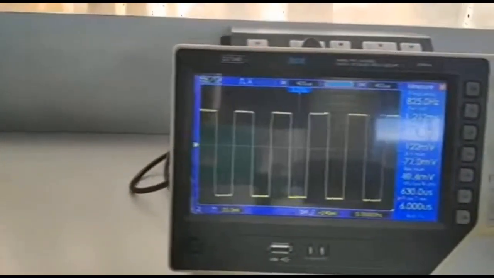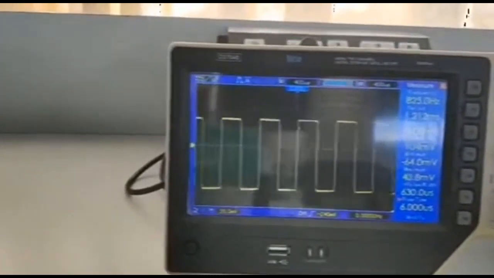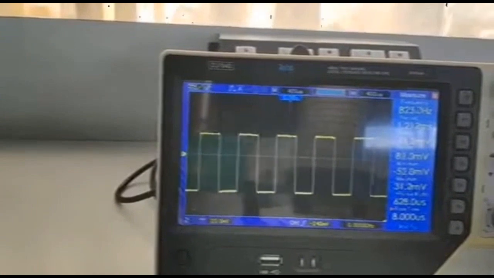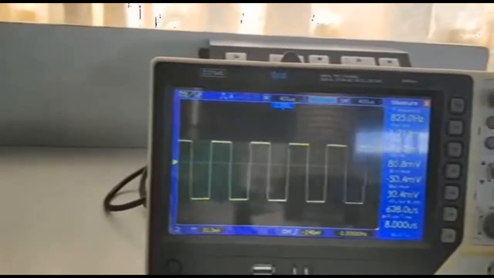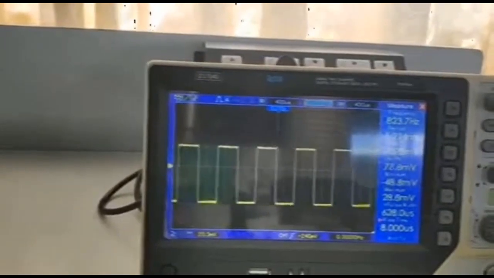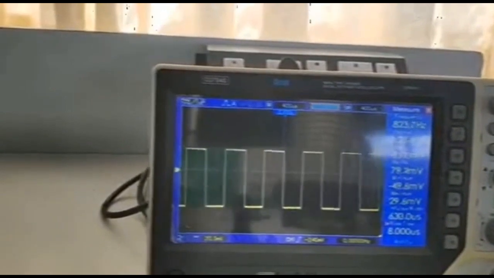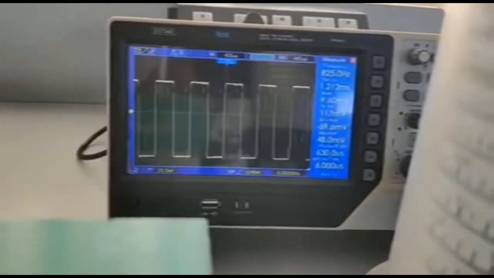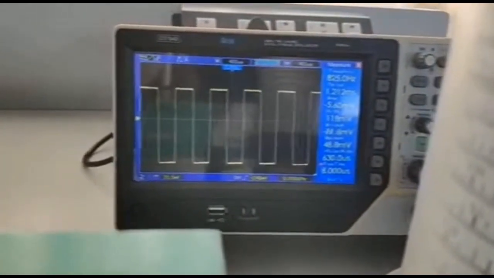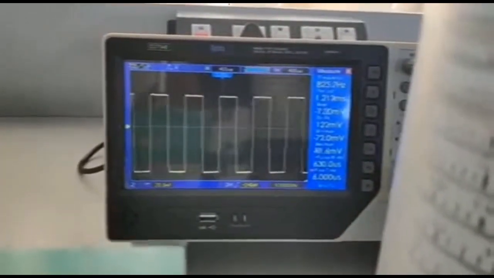Now in order to find the VSWR, rotate this slotted line carriage knob and find the Vmax and Vmin. So now the voltage is getting decreased. So this is the minimum voltage. Now continue the rotation in order to obtain the Vmax. So I got 120 millivolt as the Vmax.